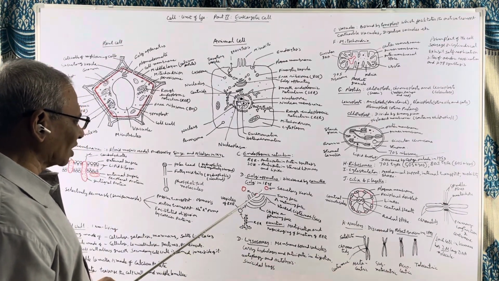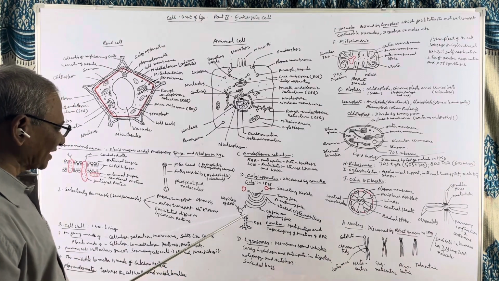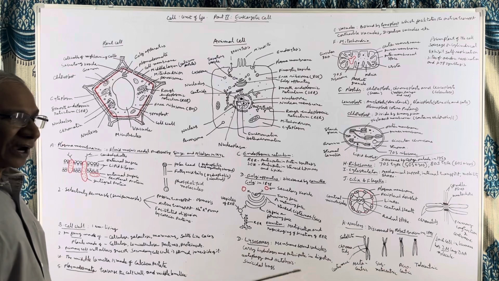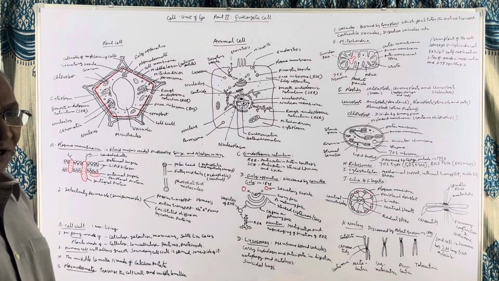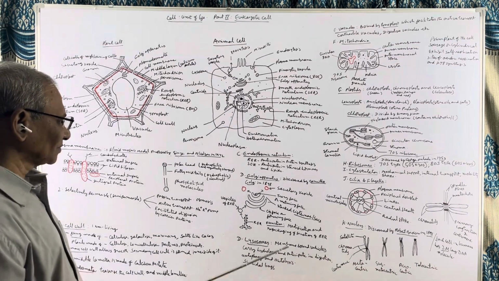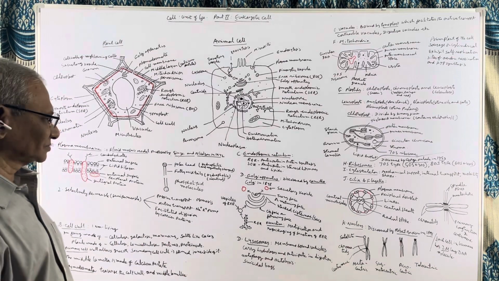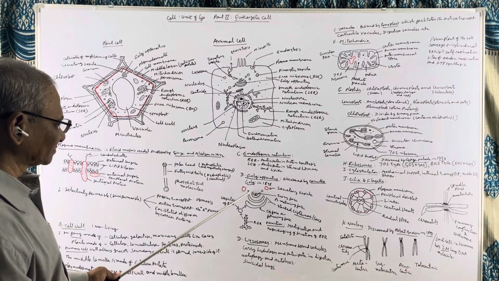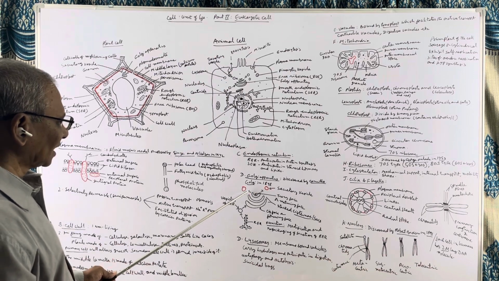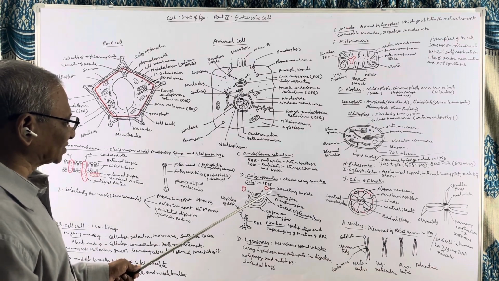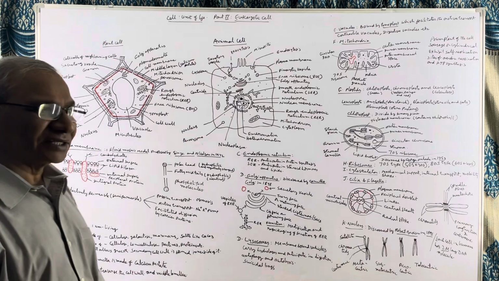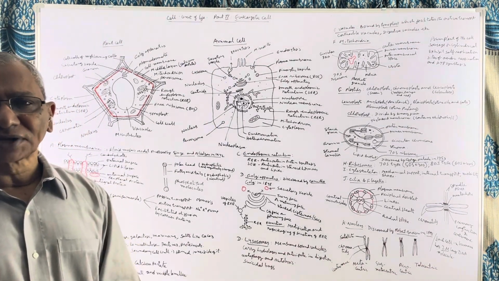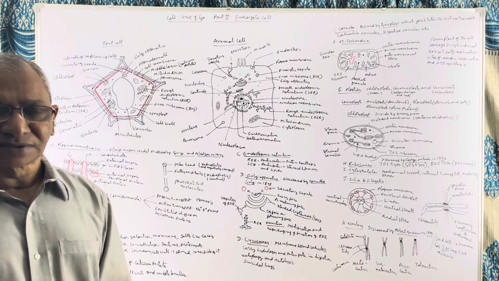So inside the Golgi apparatus, the substances synthesized in the rough endoplasmic reticulum are modified according to the need of the organism, and they are repackaged again and released into the cytoplasm from the trans face, like this. And these vesicles are known as secretory vesicles. These secretory vesicles may be released to the outside or they may be used up inside the cell.